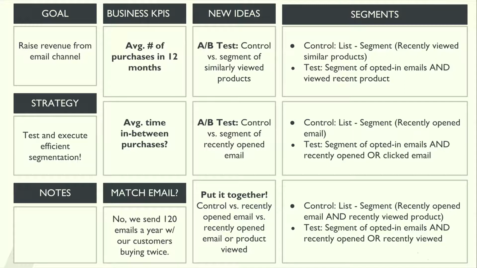I think you'll find that the first test and the second test are pretty critical and actually the customers on your list that are driving revenue. So then you have the control group versus combining them together: recently opened email or product viewed. So have they recently opened an email, or have they looked at a similar product in the past?